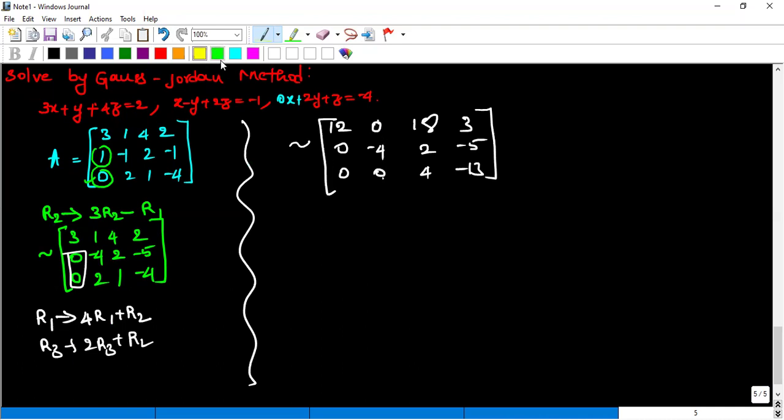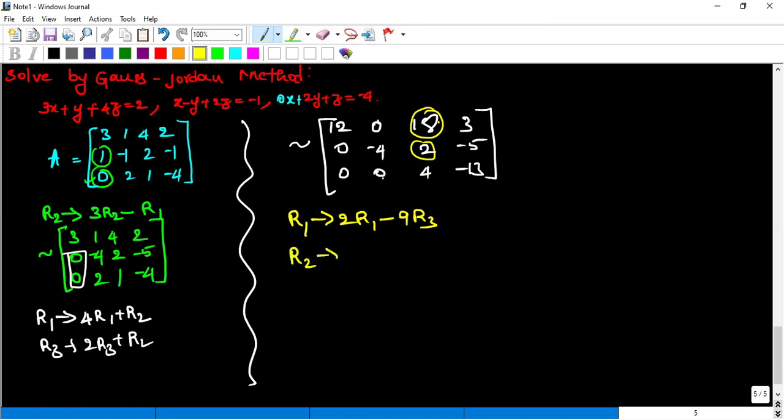Now in the next step we want to make this one and this one 0. So we will focus again on R1 and R2. I will change R1 to 2R1 minus 9R3. You know why? What does 2R1 mean? 2 18s are 36, 4 9s are 36. 36 minus 36 will become 0.